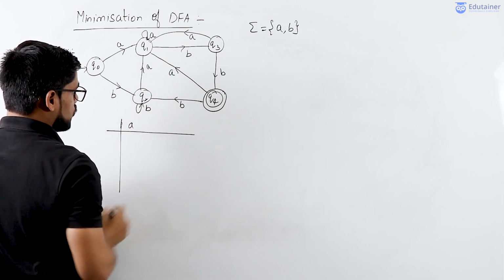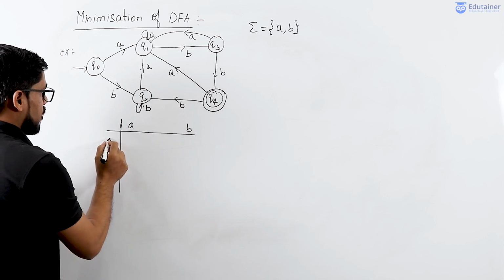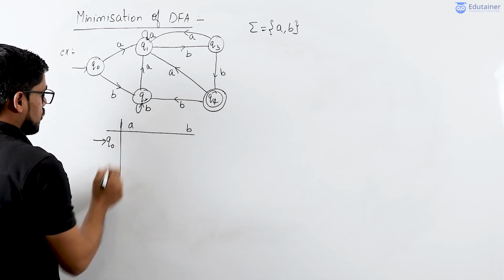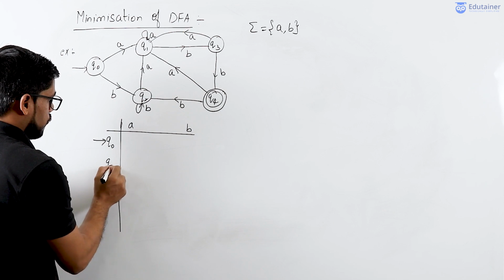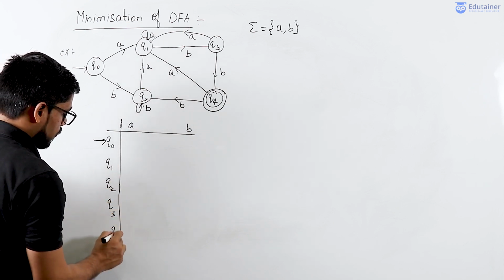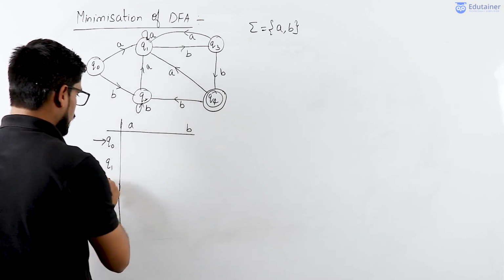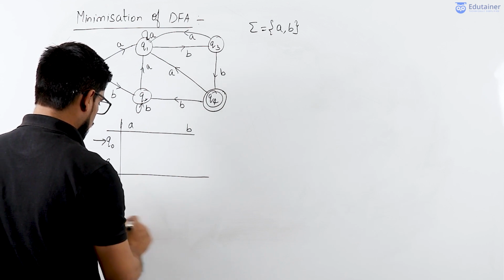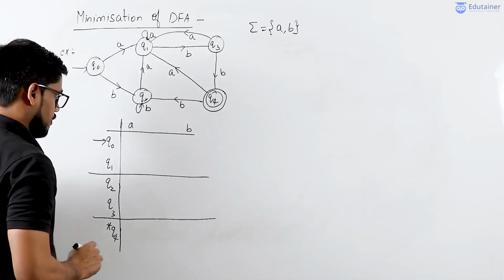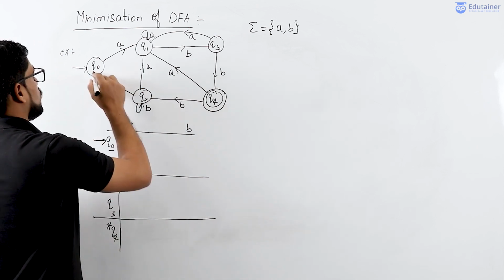The two different input alphabets are A, B, and we have 5 different states: Q0 the initial state, then Q1, Q2, Q3 and Q4, and Q4 is our final state. Let's draw the lines so that it will make it clear.